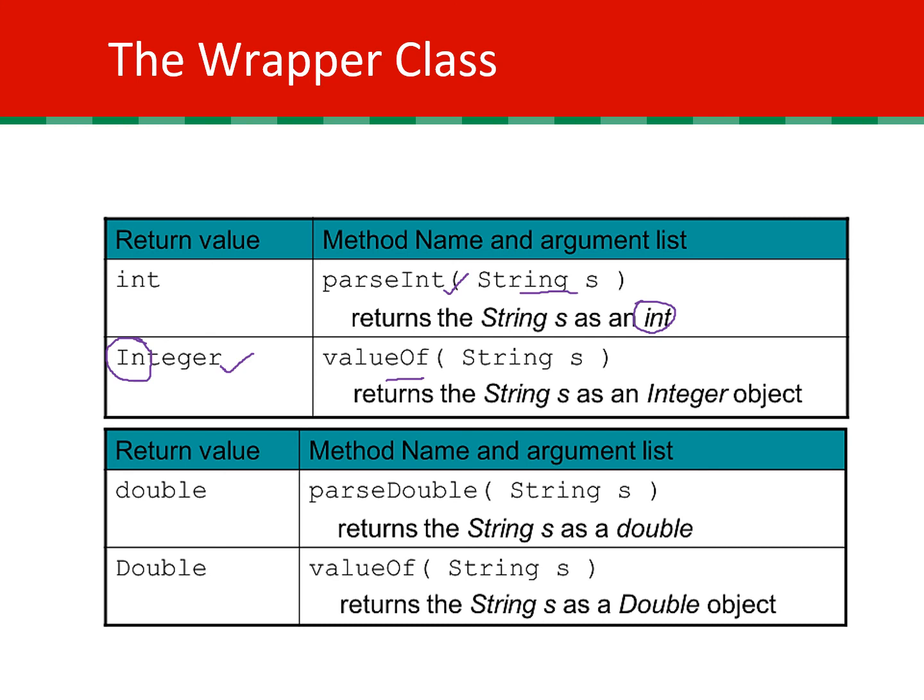So it returns a string as an Integer object, meaning that maybe when you key in the data, it's actually a number, but when you key in from the keyboard, it's actually in the form of a string. But this is slightly different. You want to change the value from string to Integer object. So this is the method that you can use. All right, and the same goes here.